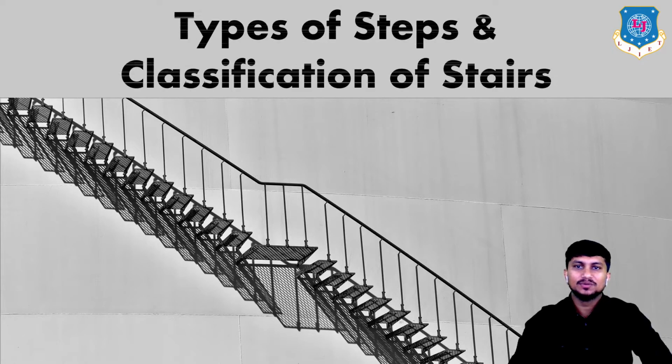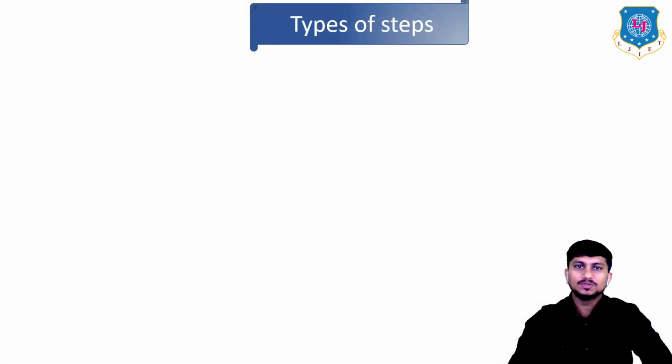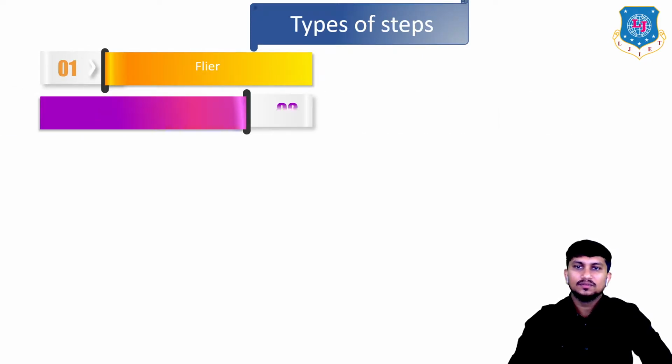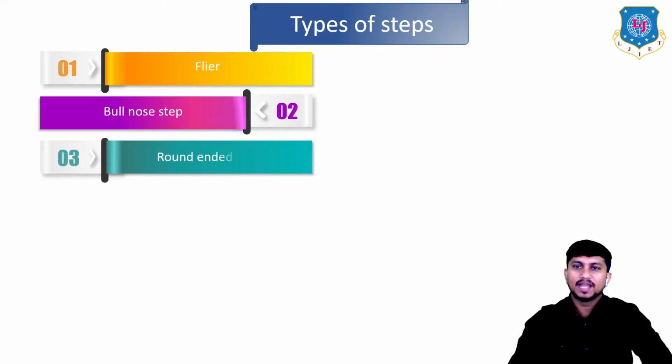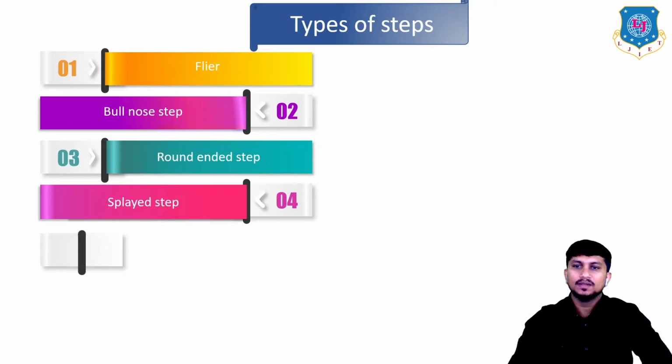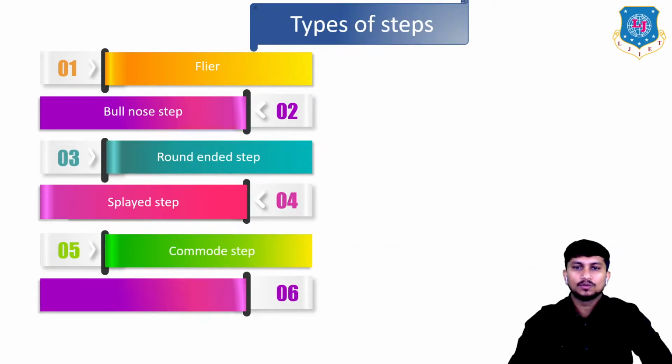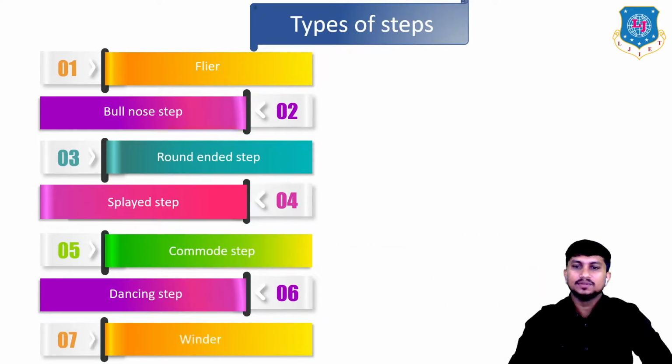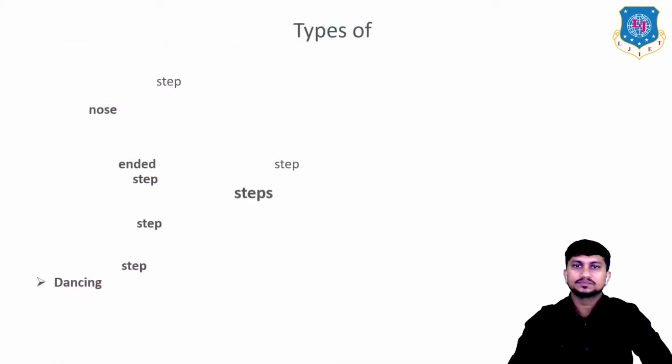Today's topic is about types of stairs and classification of stairs. So let's begin with types of steps. There are various types of steps like flare, bull-nose step, round-ended step, split step, commode step, dancing step, and winder. Let's discuss one by one.